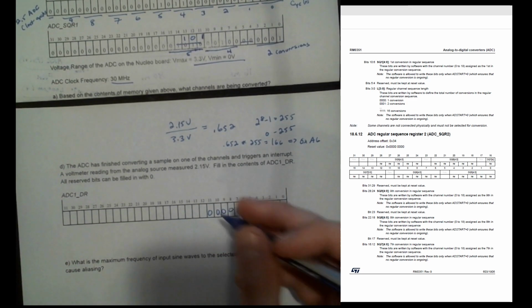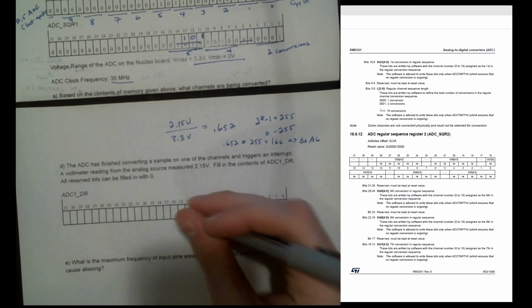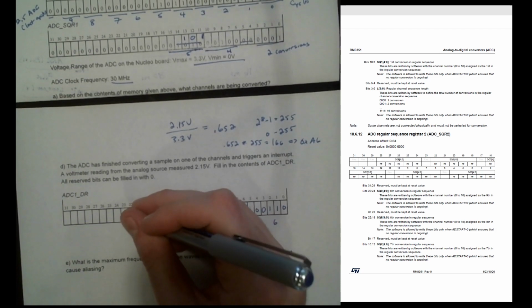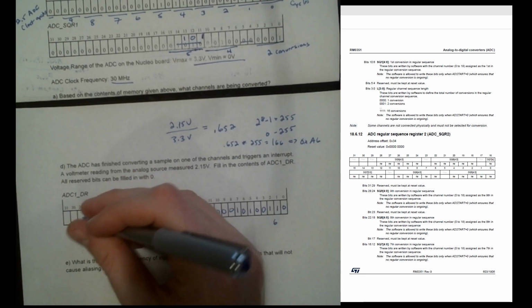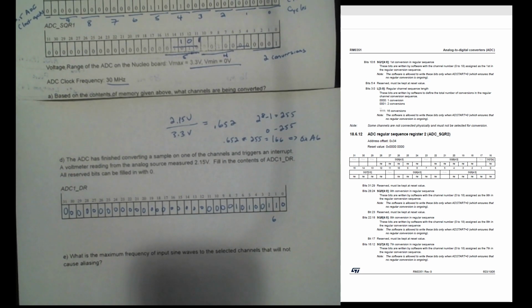And we could zero out the rest of that. And I think that's what it does say to do. So we'll just fill in our zeros. All reserved bits can be filled with zeros. So in this case, because it's an 8-bit value, we can just stop at A6 there. We don't really need to fill in the rest of it. But since the problem says to, we'll do it.